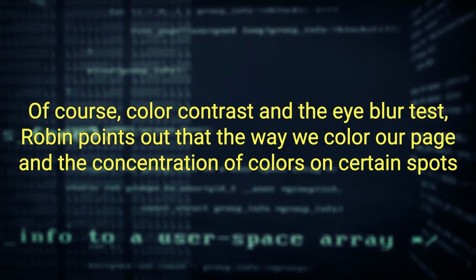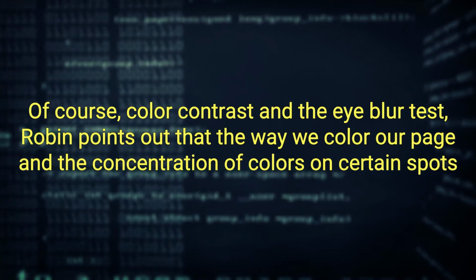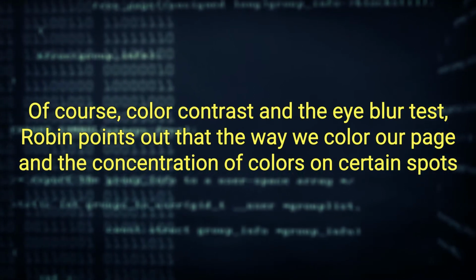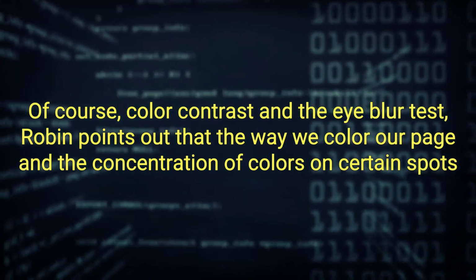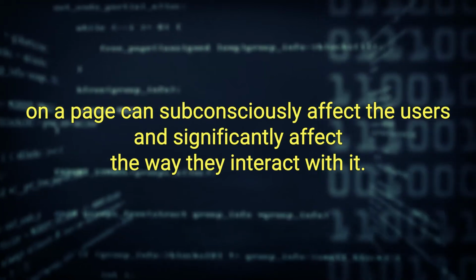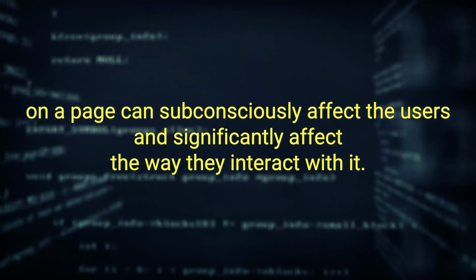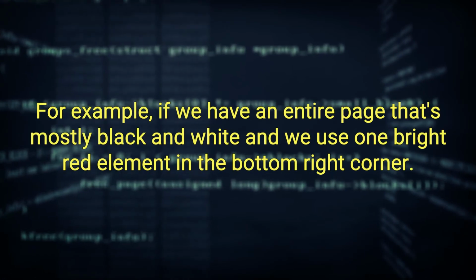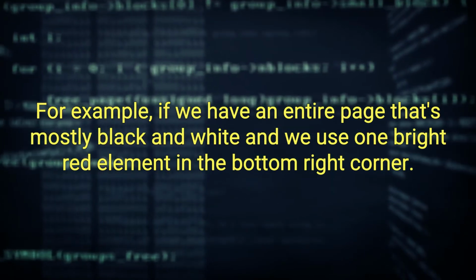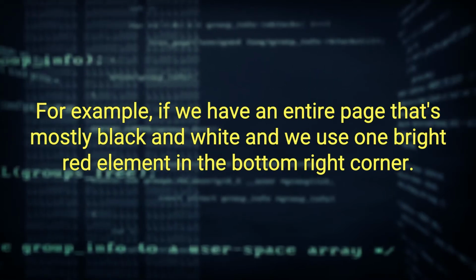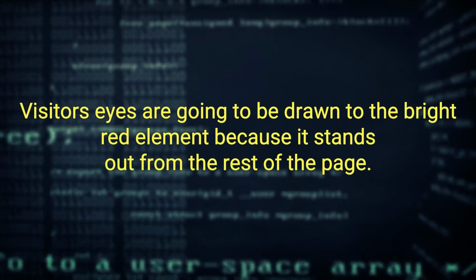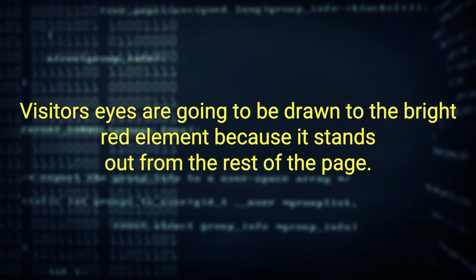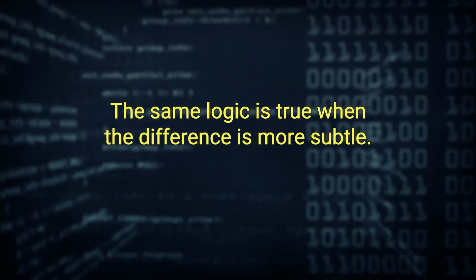testing, of course. Color, contrast, and the eye blur test. Rabhan points out that the way we color our page and the concentration of colors on certain spots on a page can subconsciously affect the users and significantly affect the way they interact with it. For example, if we have an entire page that's mostly black and white and we use one bright red element in the bottom right corner, visitors' eyes are going to be drawn to the bright red element because it stands out from the rest of the page. Well, that might seem obvious. The same logic is true when the difference is more subtle.